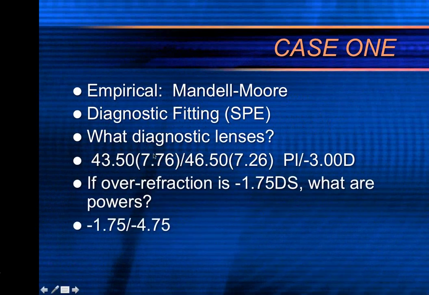But we'll use diagnostic lenses. These are diagnostic fitting cases. So we'll select a lens that's slightly flatter than K. I think this is very similar to what we had before. The overrefraction, let's say, is 1.75. So we simply add that to both powers, both diagnostic lens powers. That's real simple. You end up with powers of 1.75 and 4.75.